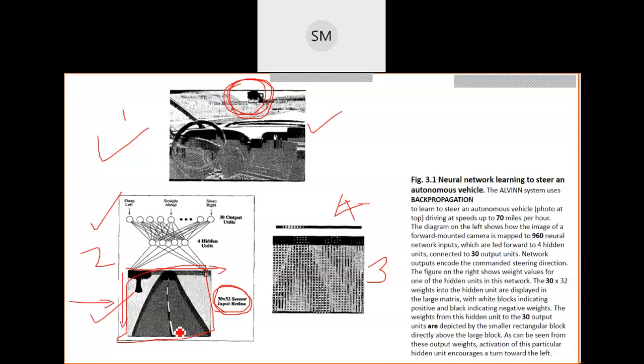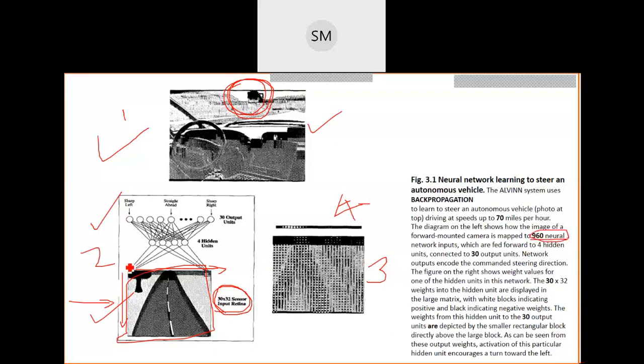So total 30 into 32, how much is it? 30 into 32 is 960. Almost 960 pixels are there in the screen, right? So here I have, let's see, this figure. Okay, 960 pixels are there.